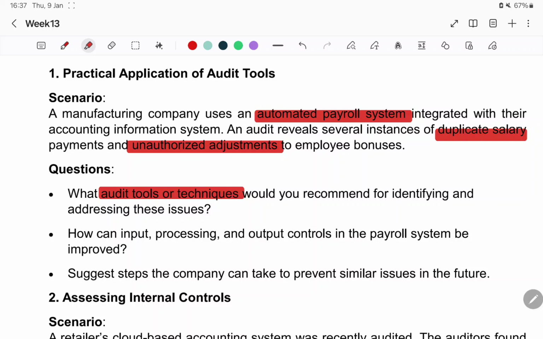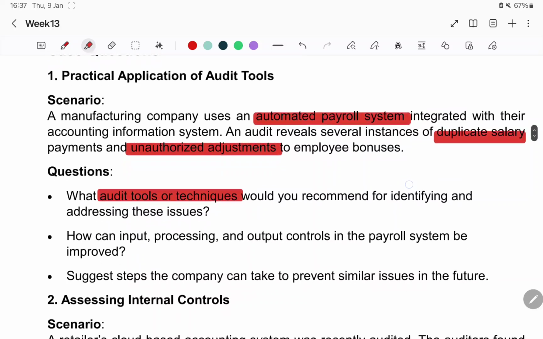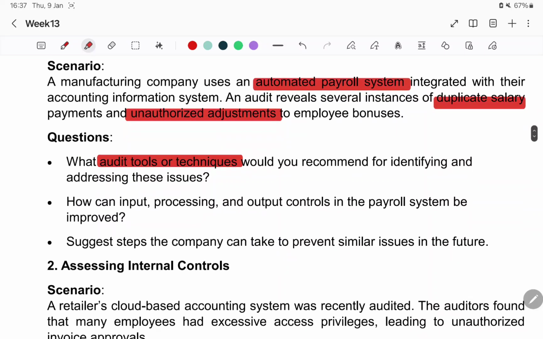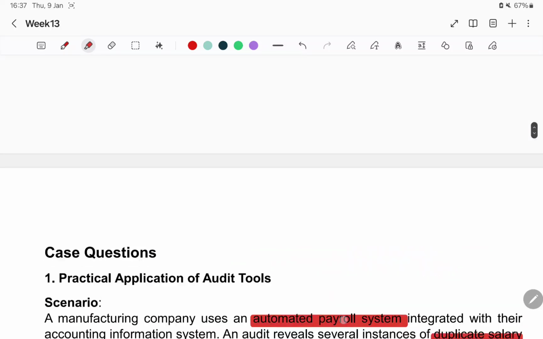The system automatically generates the payroll, right? And then, for instance, there is some duplicate salary. So how are you going to improve the system? So what we have learned over here.